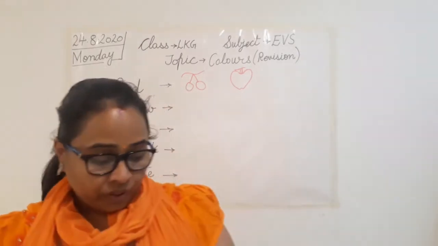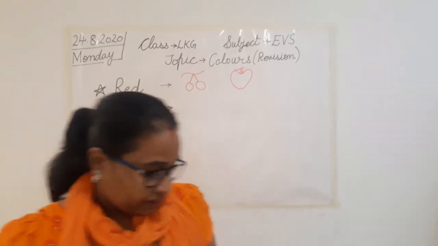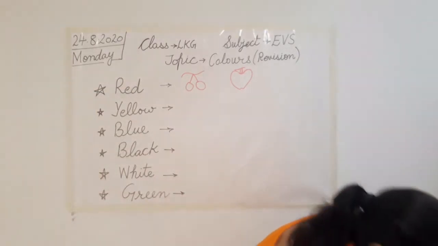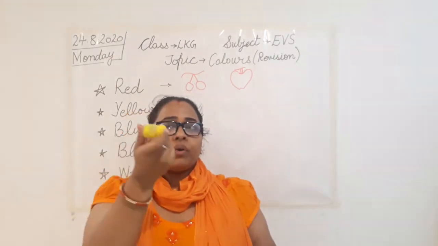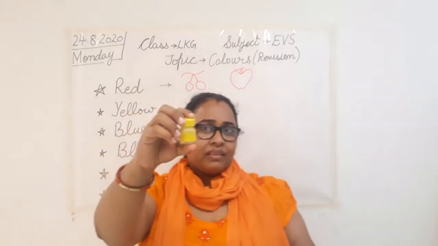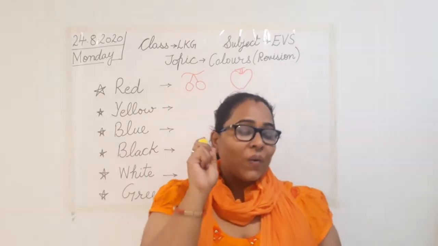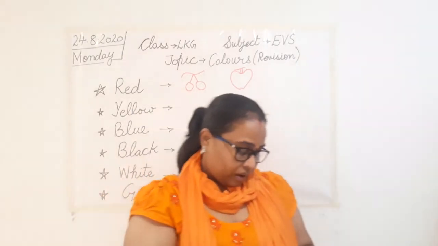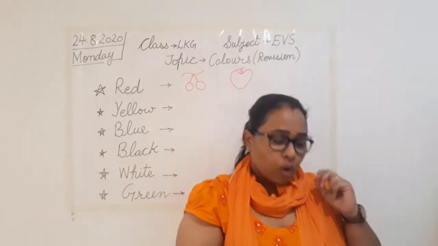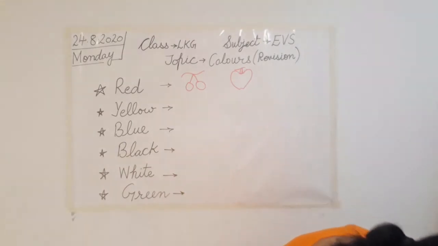Yes. Now, it's time for our second color. So I'll show you. Can you identify which color is this? Yes, which color is this? It's yellow. Yes. So it's a yellow color. Now can you tell me two objects that are yellow in color?